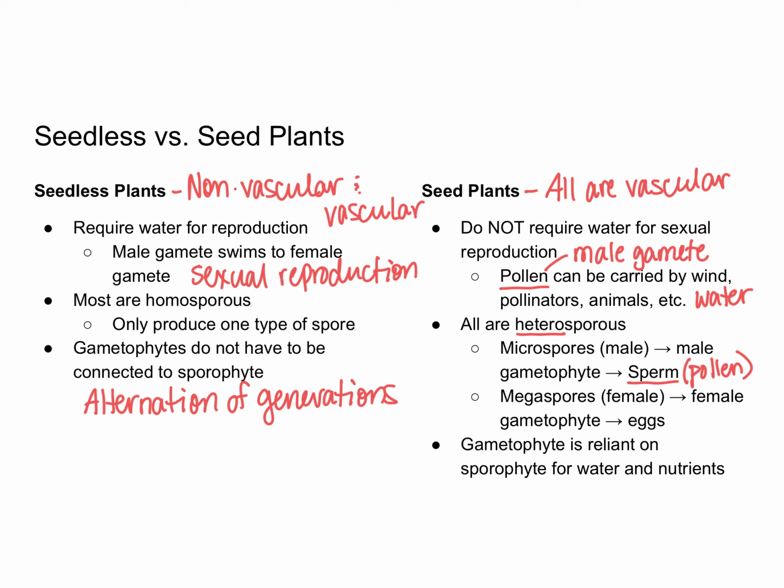The female structures are known as megaspores. They develop into the female gametophyte and ultimately develop eggs, which are the female gamete. And in plants that produce seeds, the gametophyte and the sporophyte have to coexist within the same plant, because the gametophyte requires support from the sporophyte to get water and nutrients.